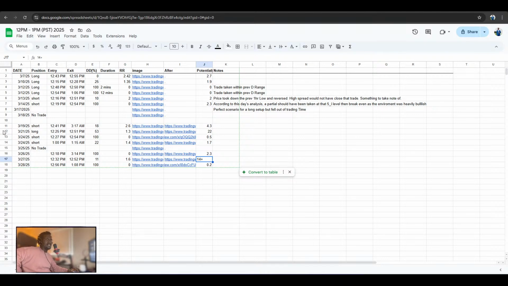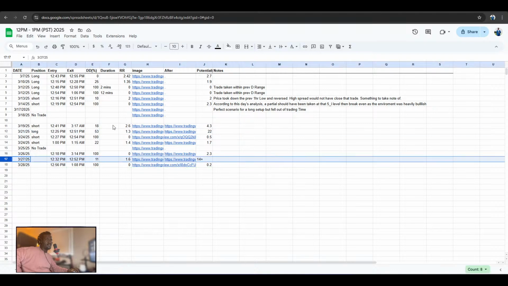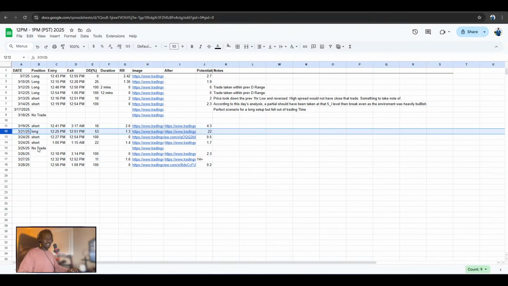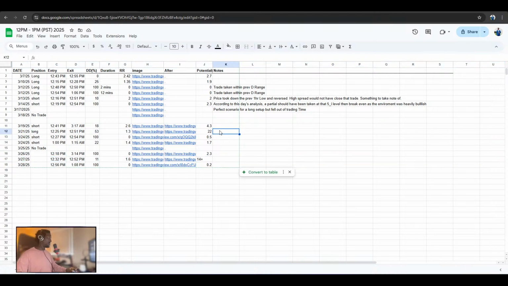So pretty much that's something we can go study, see what's really going on, and then maybe next time take a partial and leave something to run. But with my strategy, those rarely happen, so that's nothing to worry about. I do have those written down there. I don't think there's anything new I can see.